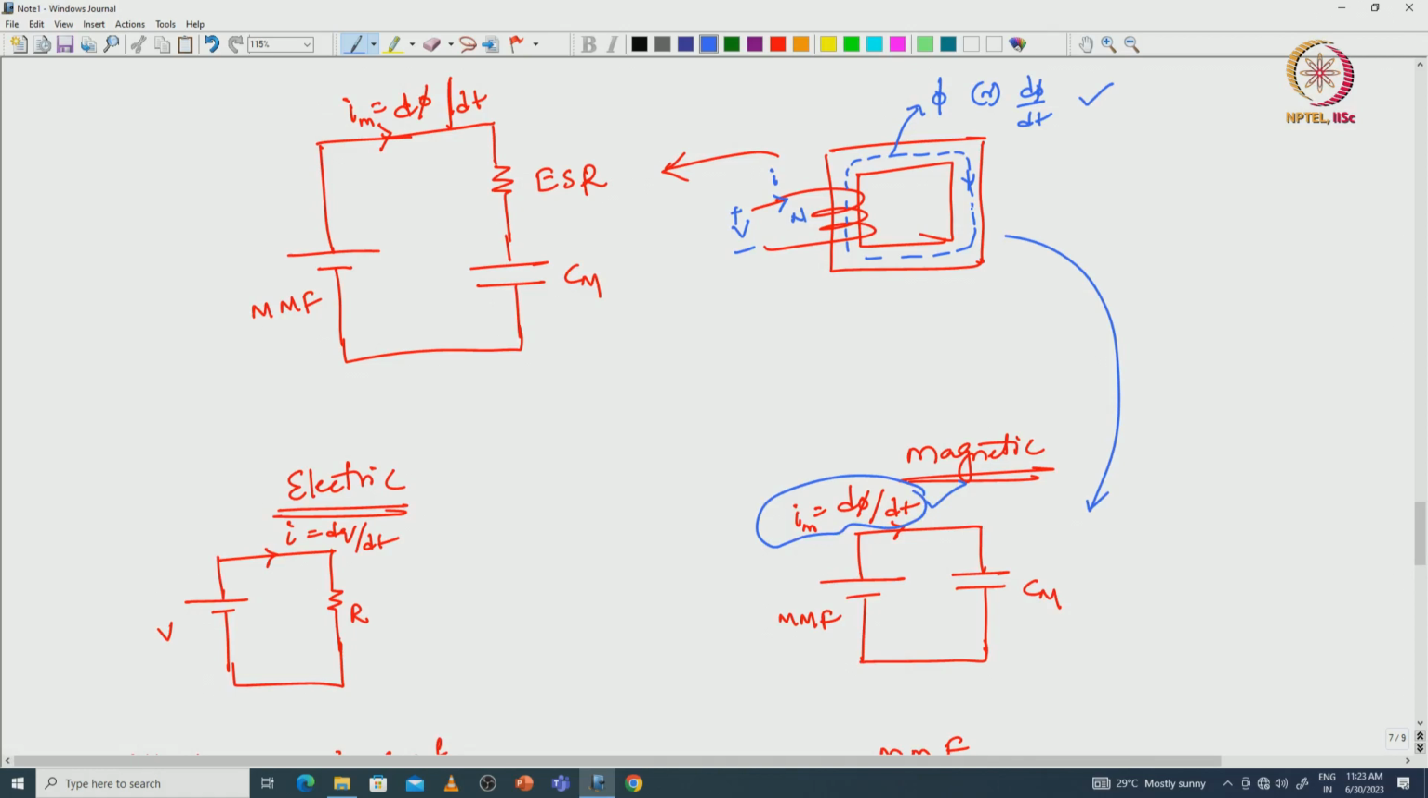Okay. With this I am concluding this lecture. In this lecture we have discussed the electric and magnetic circuits interface. So, what are the flow variable and effort variable with respect to these two domains and the respective analogy we have discussed in detail. Thank you.